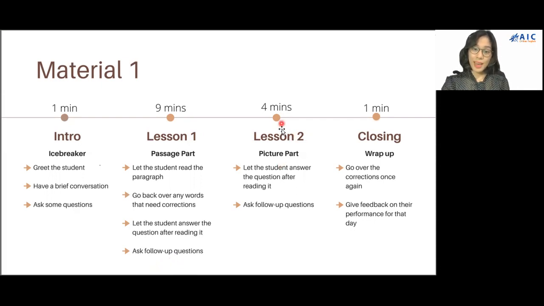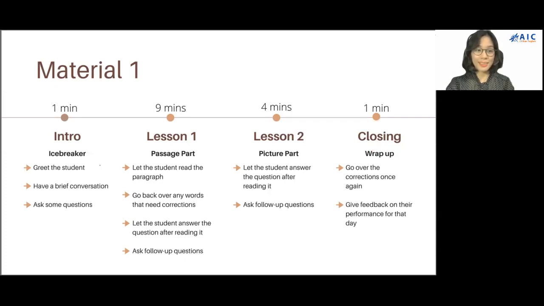And then next we have lesson 2, picture part. You can have at least 4 minutes for this one. Now, like before, let the student answer the question after reading it and then ask follow-up questions. And then lastly, we have the wrap-up or closing. You can have a minute for this or maybe 30 seconds if you'd like. Just don't forget to go over the corrections once again and then give feedback on their performance.